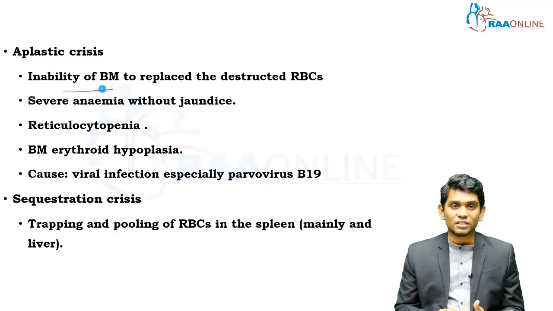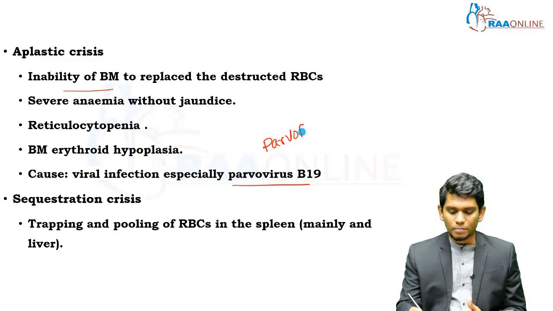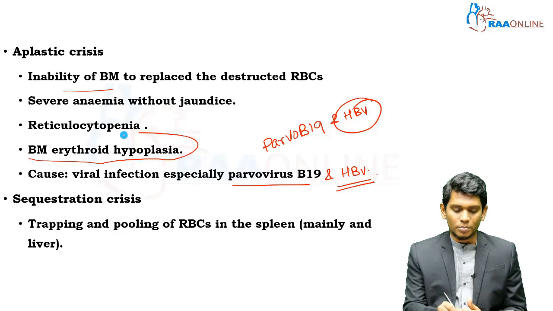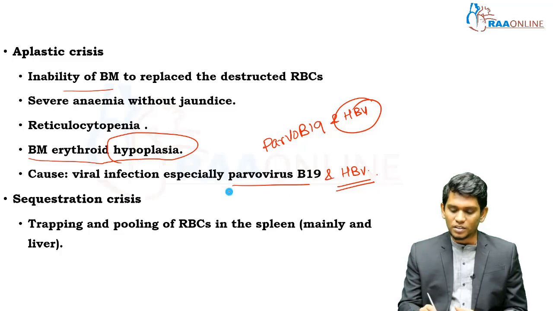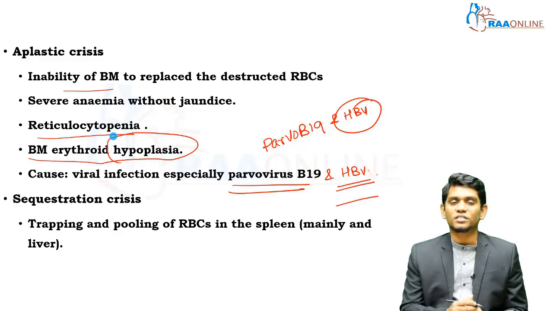But in aplastic crisis, viral infection with parvovirus B19 and, to some extent, hepatitis B virus will lead to complete failure of these factory machines. There will be bone marrow erythroid hypoplasia. All cases of hemolytic anemia have bone marrow hyperplasia, whereas in aplastic crisis, because of parvovirus B19 and hepatitis B virus, it will lead to bone marrow erythroid hypoplasia. Since the bone marrow factory has failed, reticulocytes will be reduced. Reticulocyte is the indicator that bone marrow is working. So if bone marrow is working, erythroid hyperplasia will be there, reticulocytes will be there.